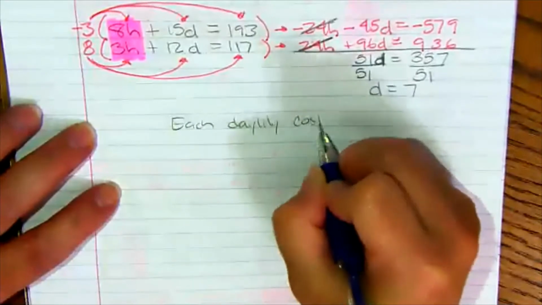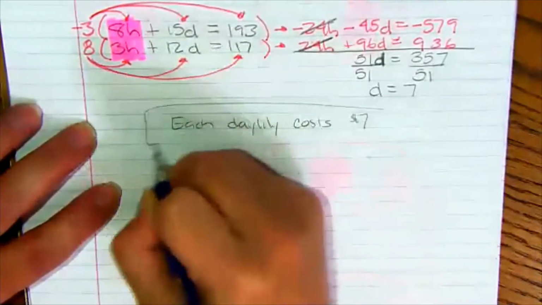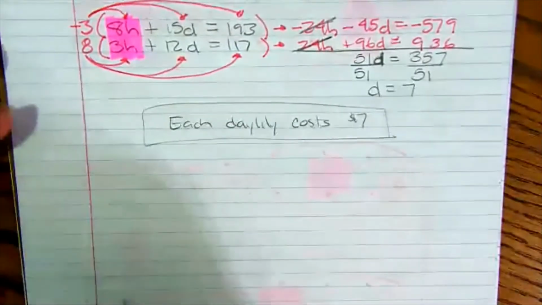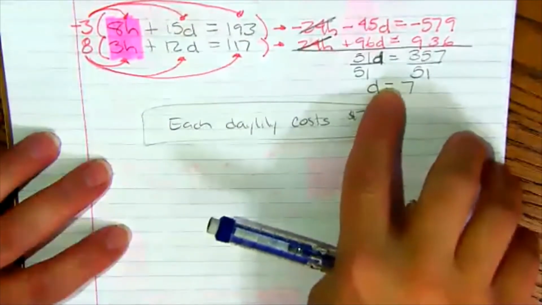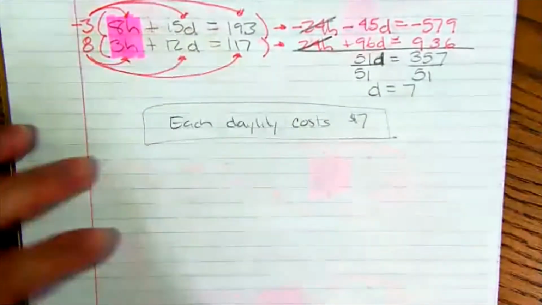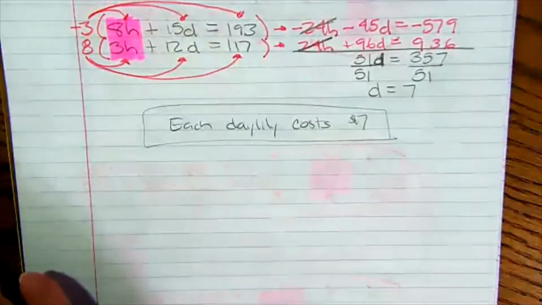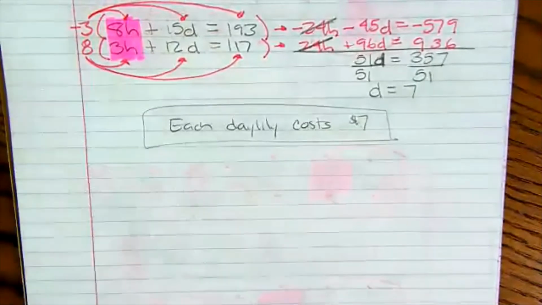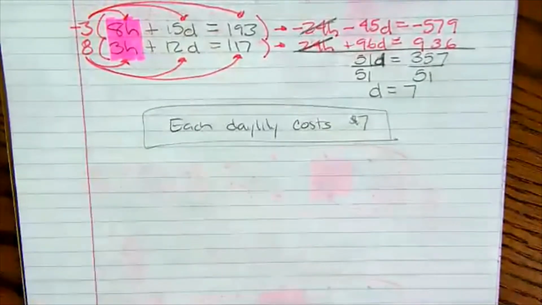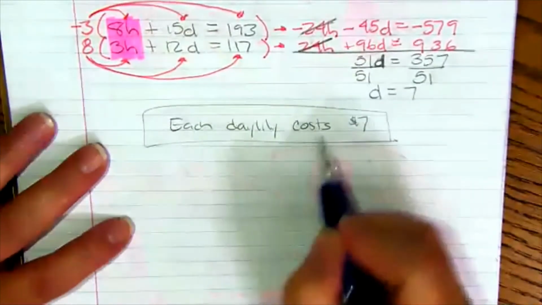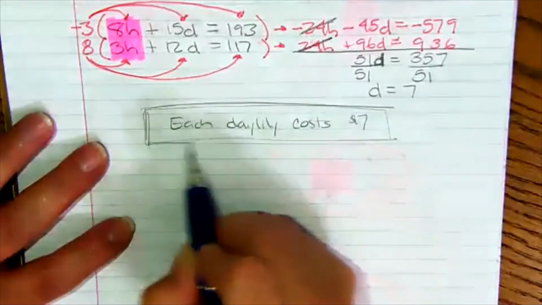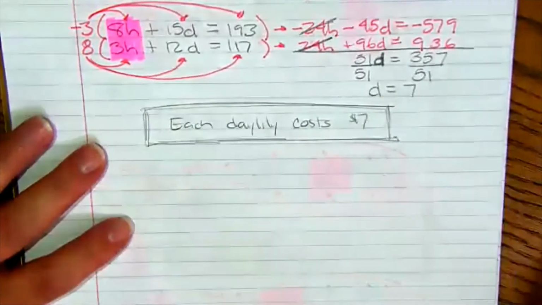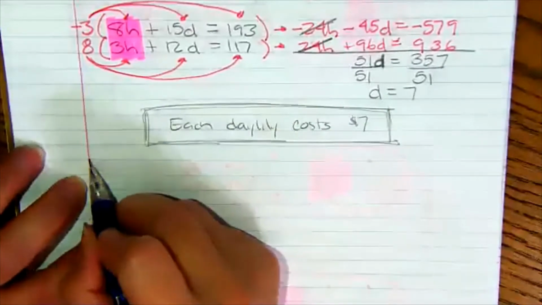So each daylily costs $7. I'm done. I do not have to go back and substitute D into one of these equations to figure out the price of the hostas. Because the question asked me, how much does each daylily cost? Well, I answered that question. Each daylily costs $7. So I'm done. I do not have to go back and substitute.